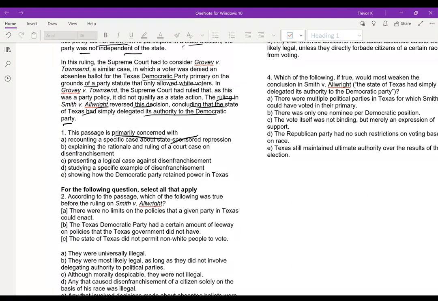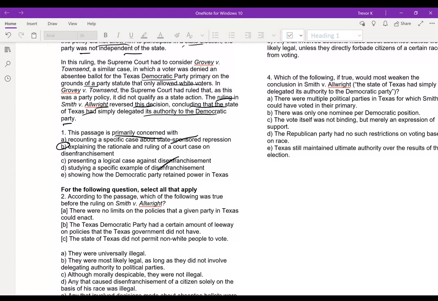Explaining the rationale and ruling of a court case on disenfranchisement. Yeah, exactly. Rationale, totally. We say, here's what they thought, here's what the background was, here's what they concluded. So B is pretty good. C, presenting a logical case against disenfranchisement.